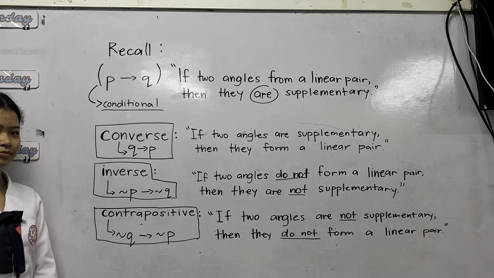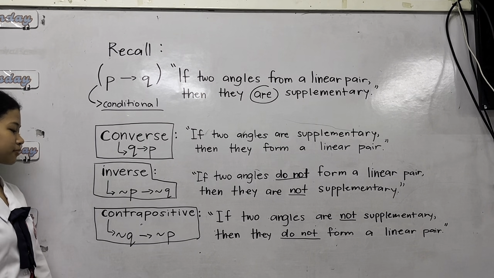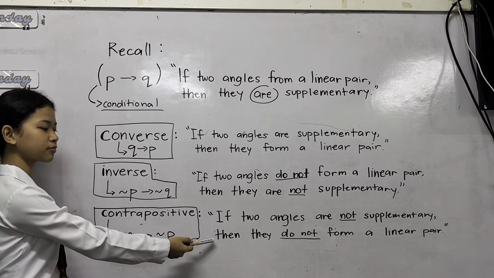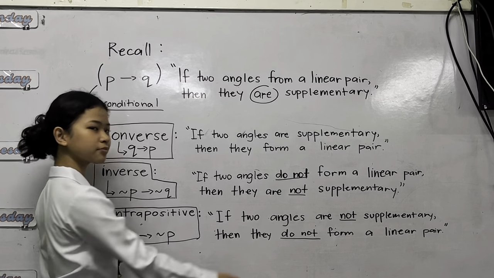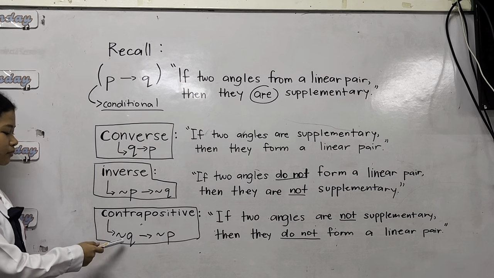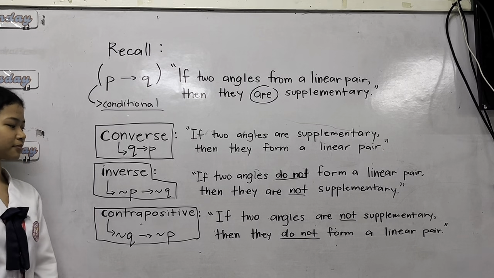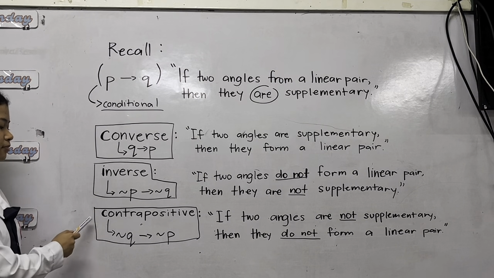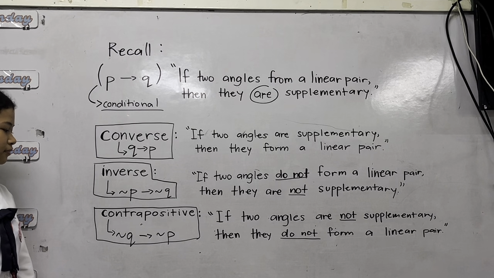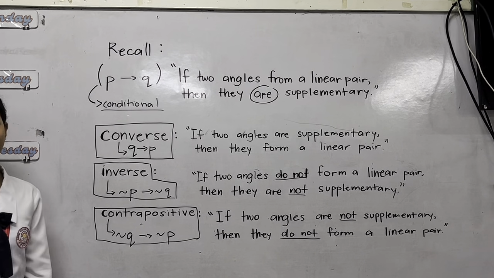So the inverse is not P implies not Q. For its contrapositive: if two angles are not supplementary, then they do not form a linear pair. And of course, the converse and inverse are logically equivalent. If two angles are supplementary, then they form a linear pair. If two angles do not form a linear pair, then they are not supplementary.